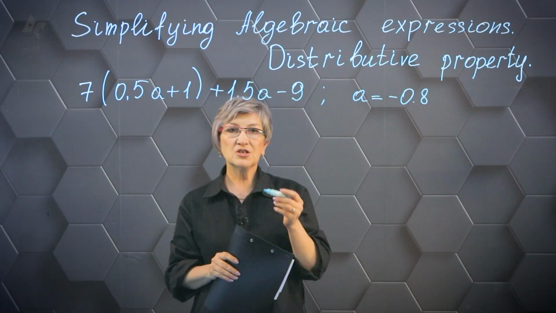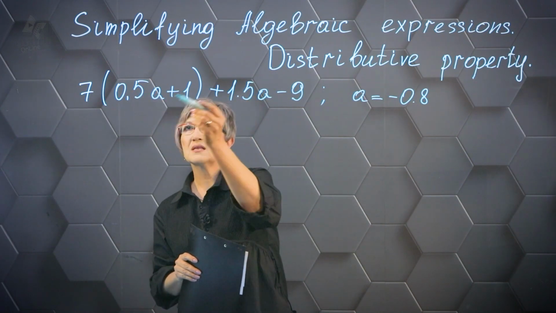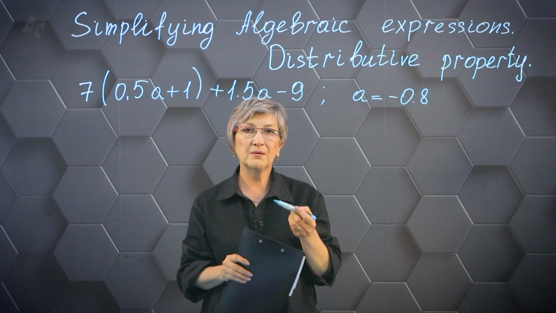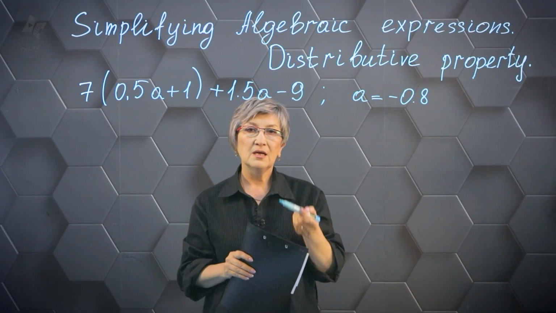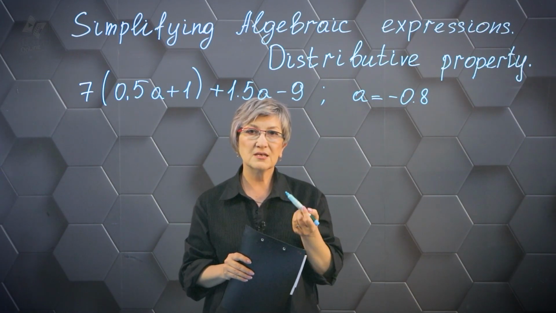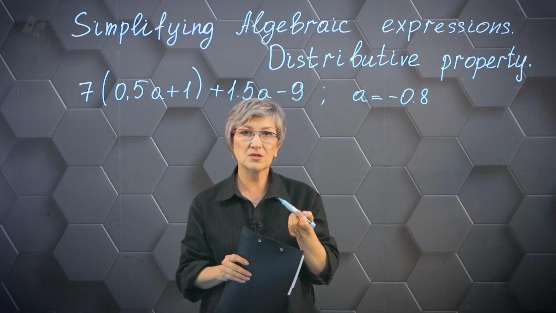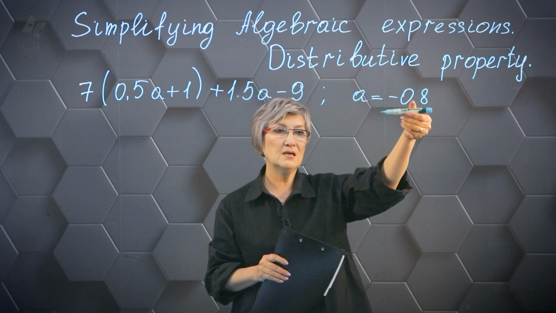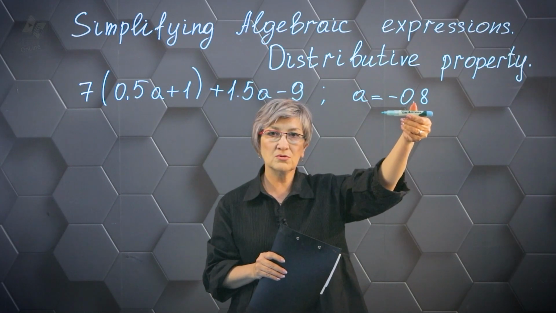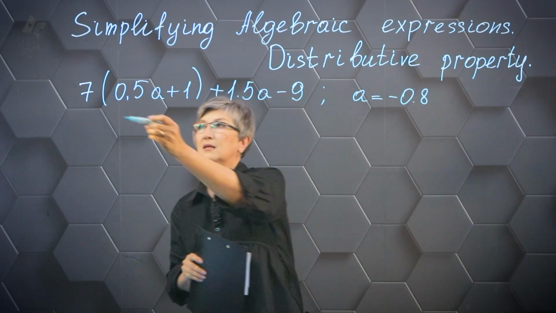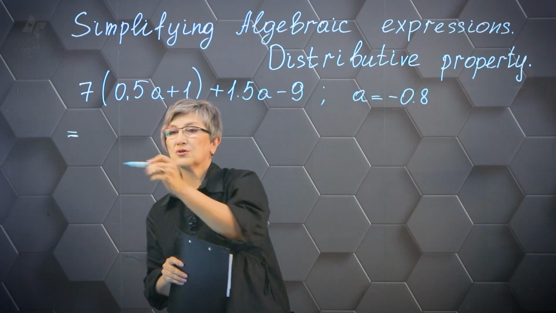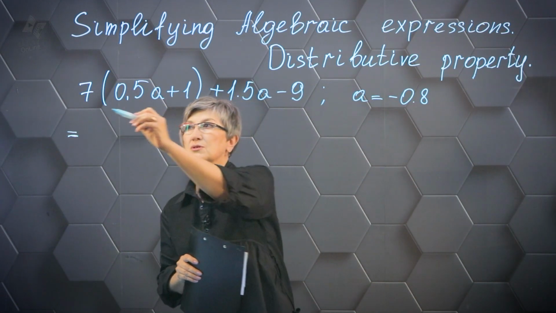We can see that in our example there is an expression in parentheses. Then we can convert that expression using the distributive property. What do we need to do this? Well, for starters, I don't substitute a value equal to minus 0.80 in place of a. I'm going to start by transforming this expression. What do we get as a result?